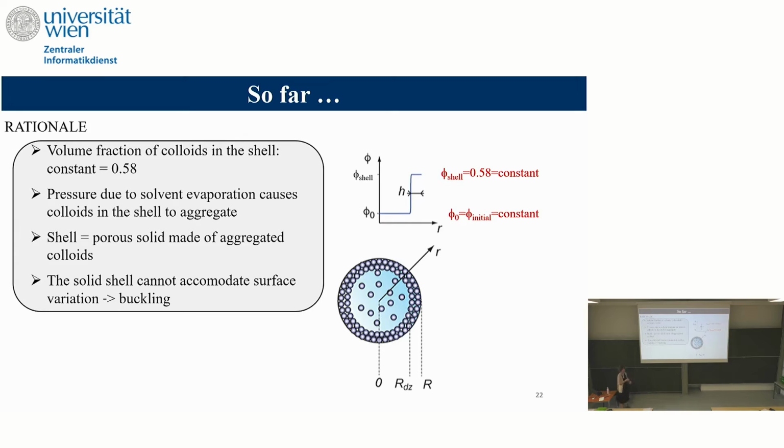idea of this model. And what they assume is that the shell has a constant volume fraction, 0.58. And with this shell, with mass conservation, if you assume the shell volume fraction is constant, you can evaluate the thickness. And then you can make computations about the Darcy stress and see how it varies when you change the particles and so forth. Okay, that was the model: a porous solid shell, with a constant volume fraction of particles, that cannot accommodate any change of surface, so buckling.